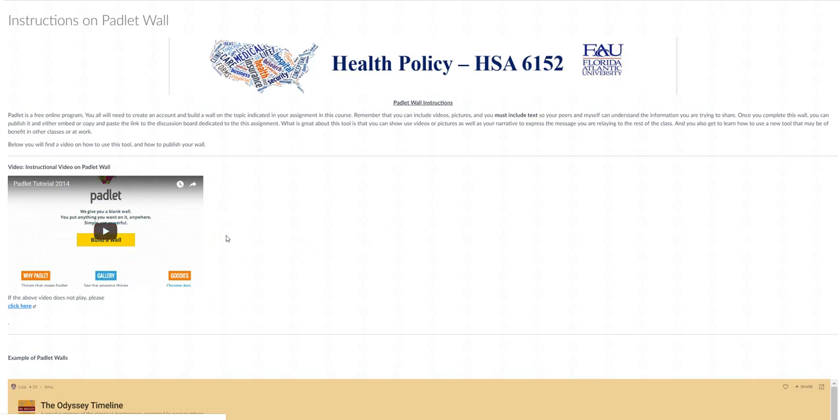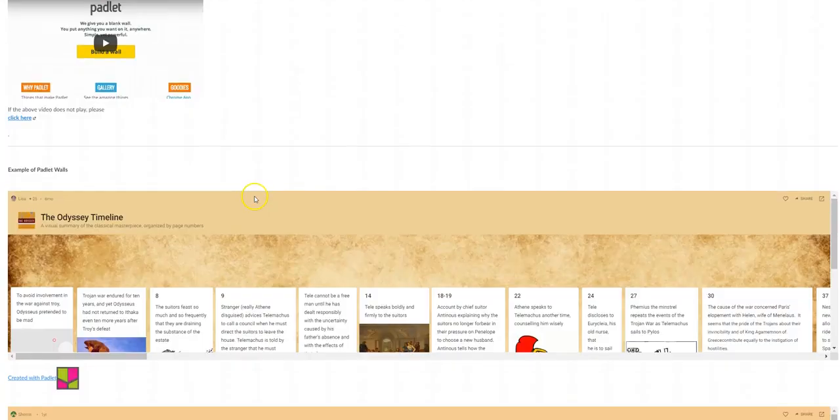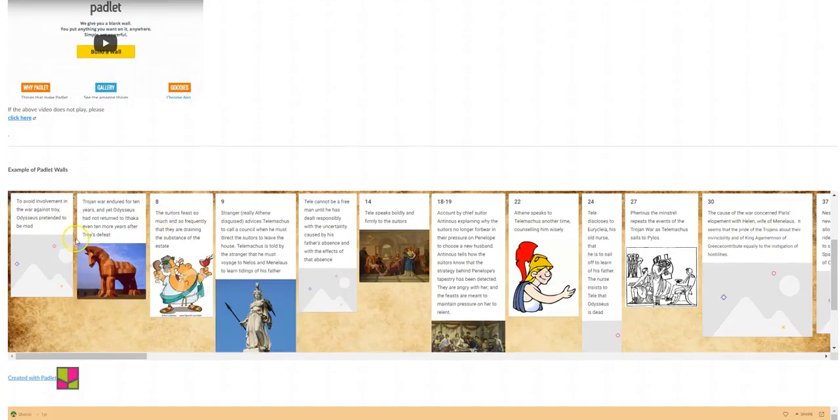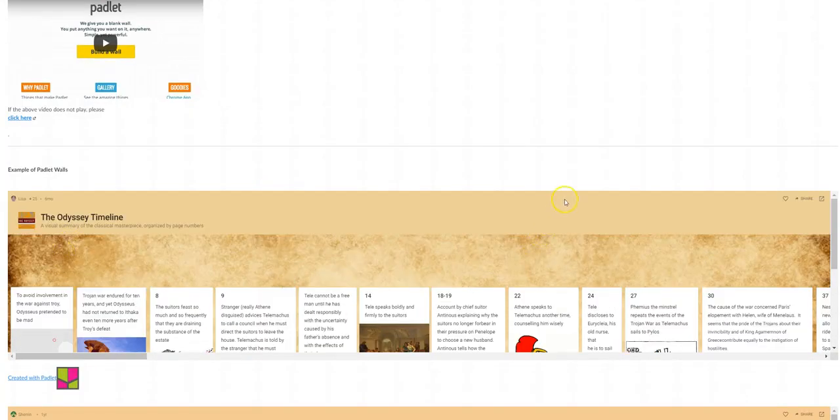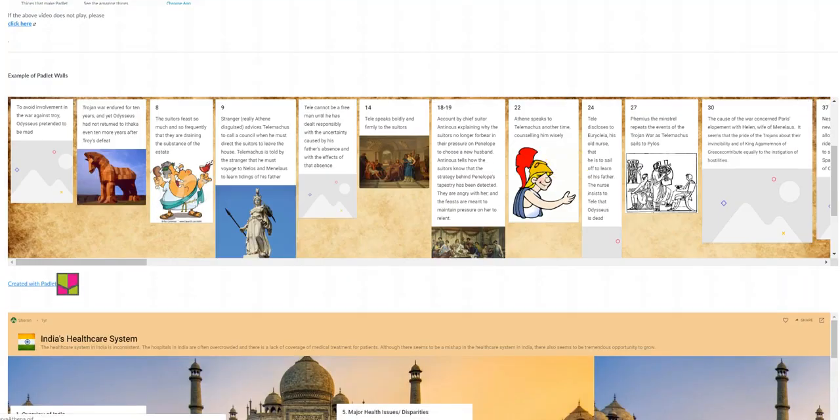I do want to point out that you want to make sure that you're not just throwing information and videos and images without having some kind of pattern where your viewer can go through and follow the different posts you have. So here we have two different examples. This one actually included numbers to guide you through.